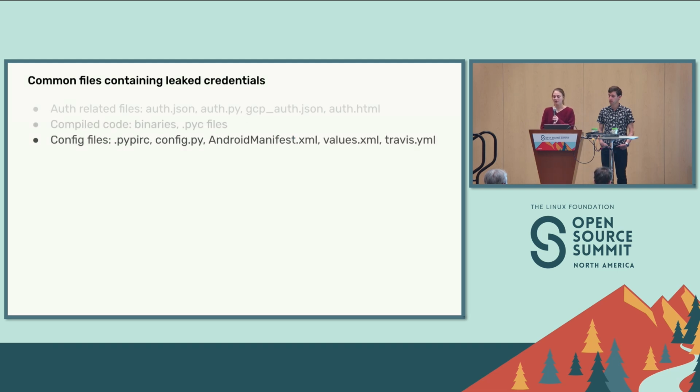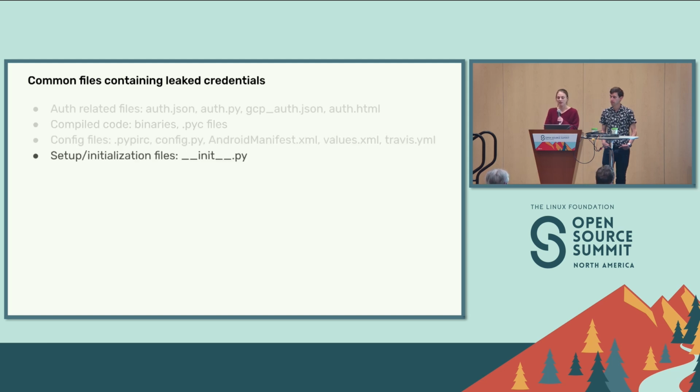Third, config files, also a pretty obvious place to leak credentials. Your project might include config for a bunch of different things, like interacting with upstream registries or your CI/CD system. We also see a bunch of credentials in setup or initialization files. And this is an NPM specific one, but we did find a bunch of cases of leaked credentials in the dist, but not the source directory.